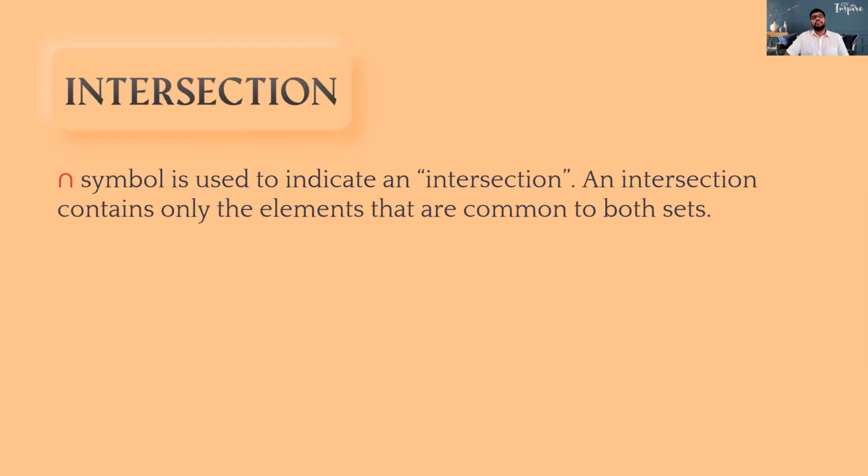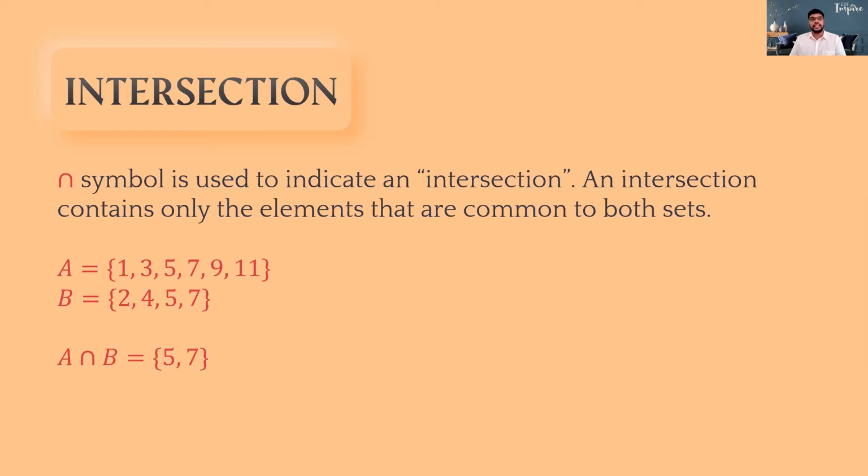So children, this red symbol, like an upside down U, is used to indicate an intersection, right? An intersection contains only the elements that are common to both sets, children. So let's have a look. Let's say this is set A and we have set B. The intersection is going to only have the elements that are common to both sets. If you look closely, you can see the only numbers common to both sets are 5 and 7, right? So the intersection, written as A intersection B with the intersection symbol in the middle, is 5, 7. That is the set, right?